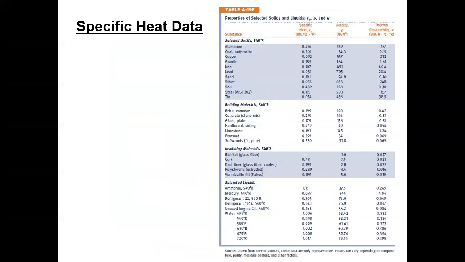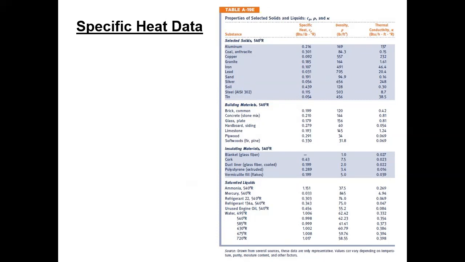This may be a little bit of an eye test, but these are some selected specific heat numbers, etc. They give you some solids, and the solids are at 540 degrees Rankine. What is that? That's 80 degrees Fahrenheit. You have some building materials, brick and that sort of thing. And you have specific heat, density, and thermal conductivity. So you have all those.